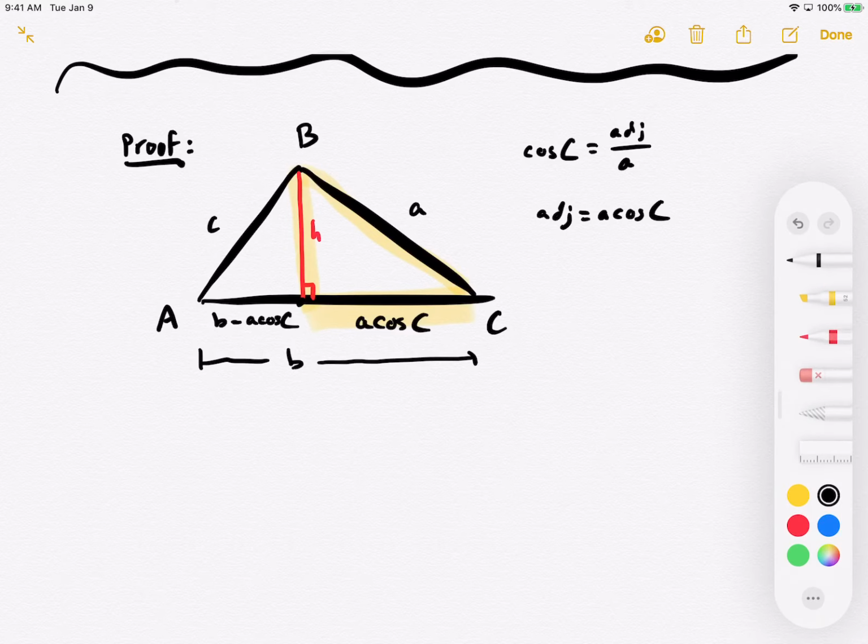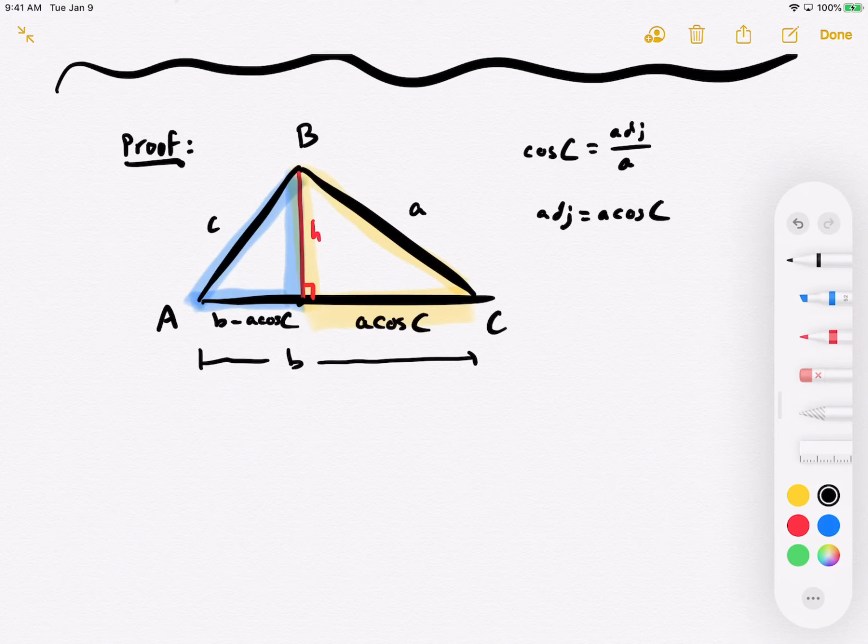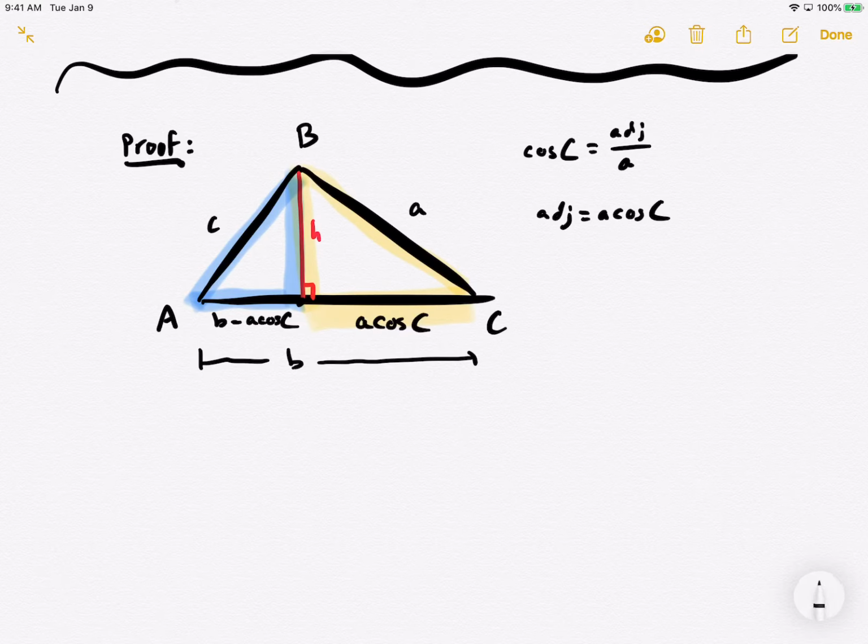To complete the work, all I do is use the Pythagorean theorem on these two right triangles. I have a yellow right triangle, and then the other one is the blue one here. Let's start with the yellow right triangle. According to the Pythagorean theorem, a squared, the hypotenuse squared, is equal to h squared plus (a cosine C) squared.